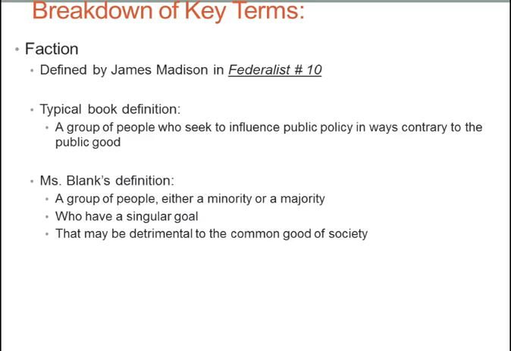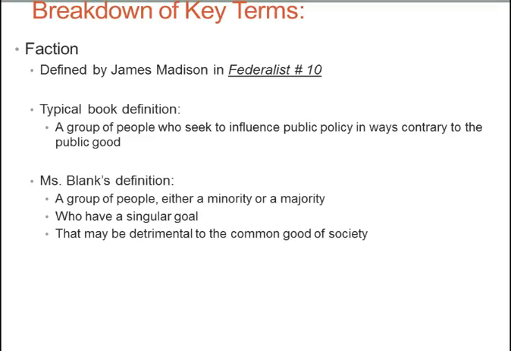Okay, breakdown of key terms. I want to introduce this term to you now. We're going to read Federalist number 10 in Unit 2, and we're going to talk about that there. But I wanted to just introduce this concept to you now because it's so important, this idea of faction. All right. The typical book definition is as follows: a group of people who seek to influence public policy in ways contrary to the public good. That's all fine and good, but you know what? It's really not specific enough, and it does not mirror Madison's definition.